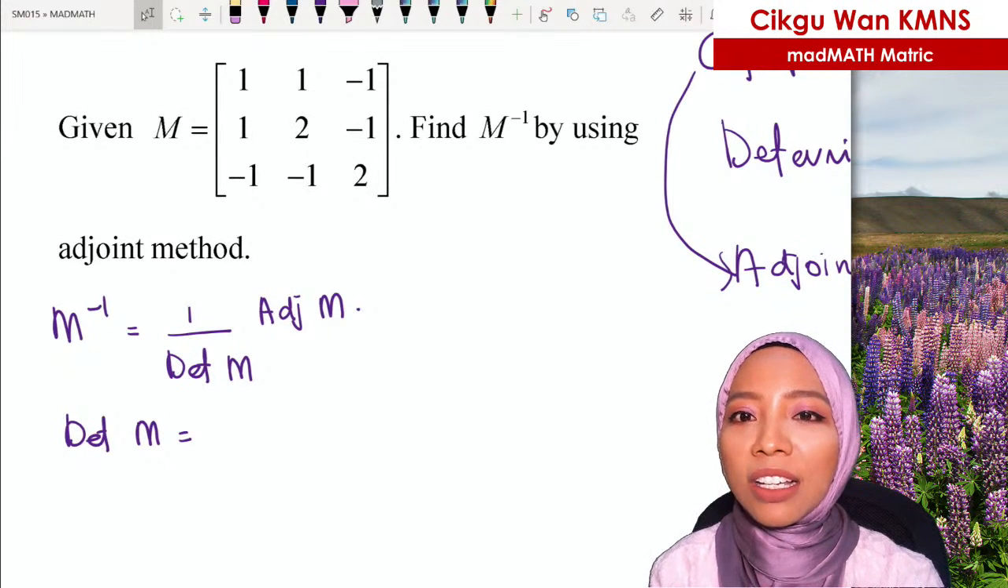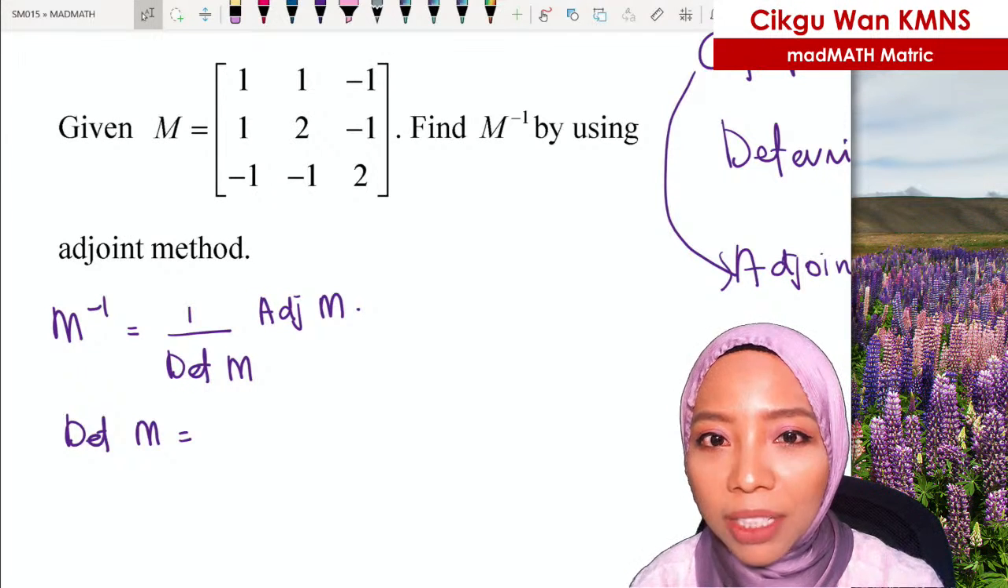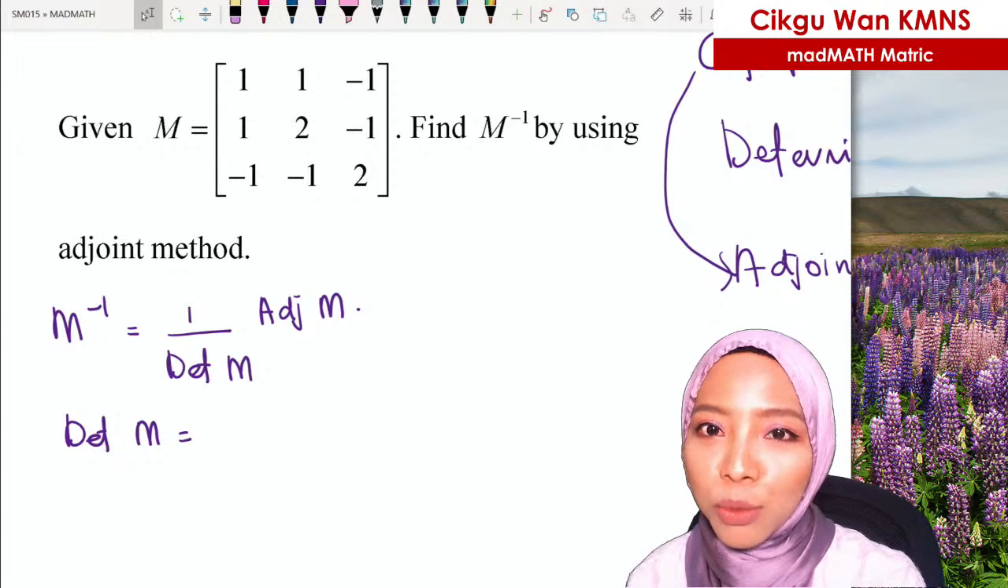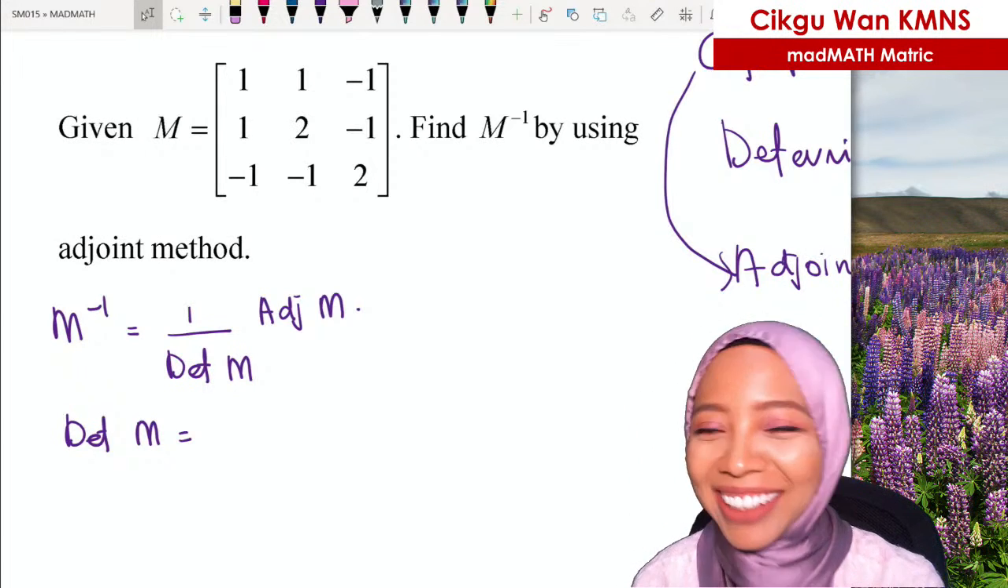Nabilah Natasha, matrices, her favorite chapter. Yes, me too. I pun suka. Okay, cikgu suka semua chapter. I have to. Tak adalah.